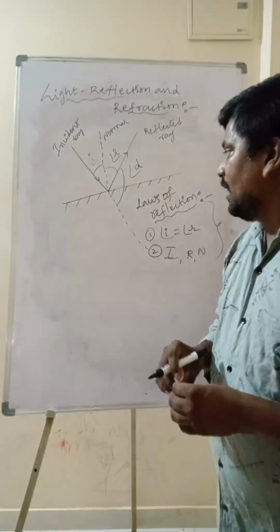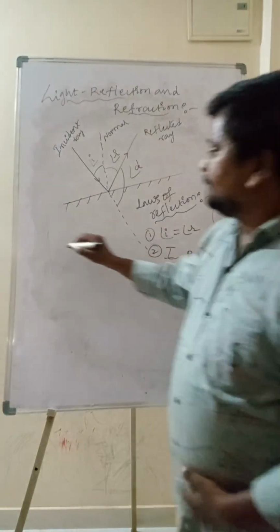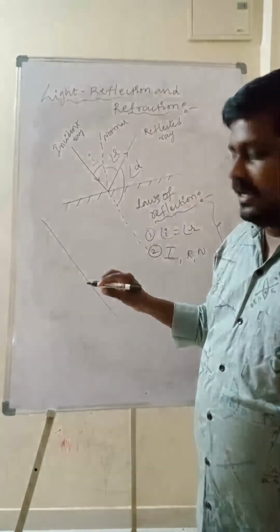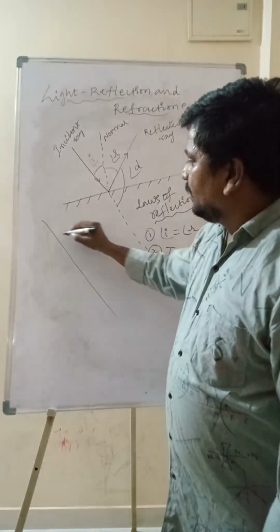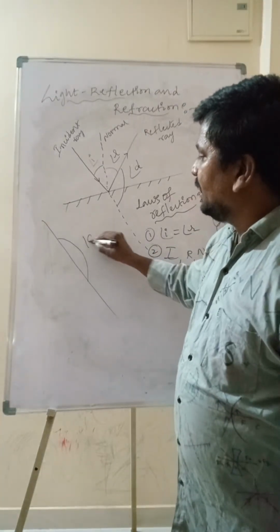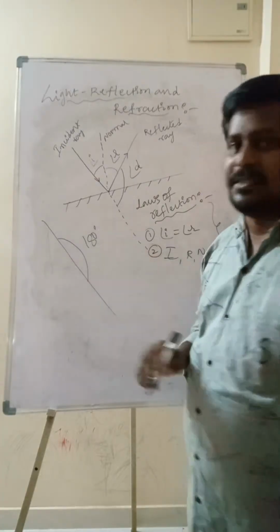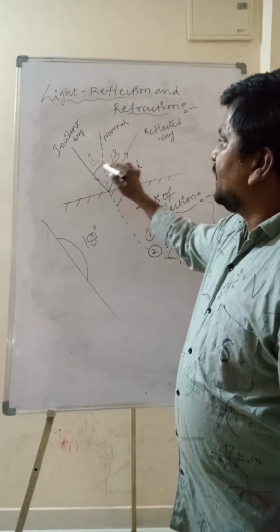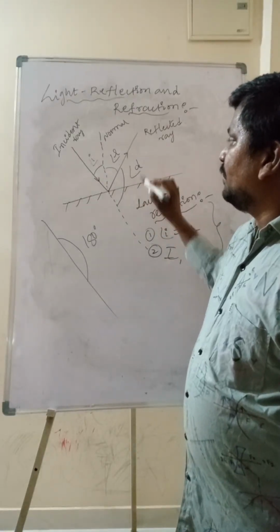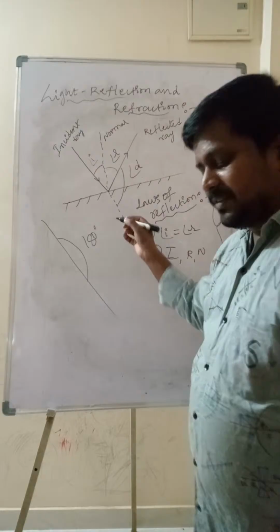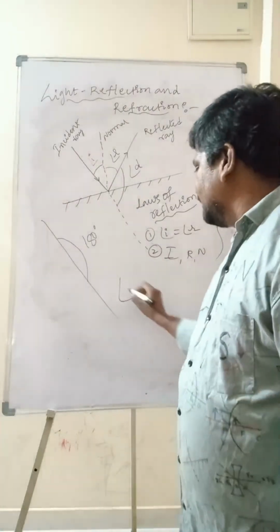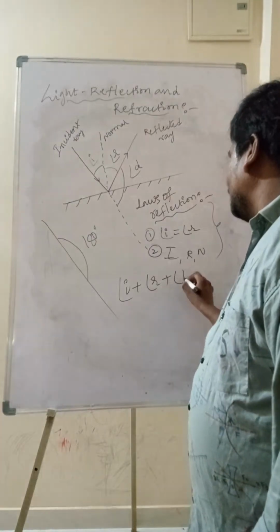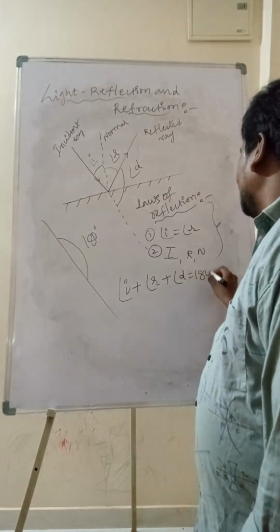Now we can consider this linear angle. How much is it? 180 degrees. This linear angle is 180 degrees. So it is made up of the angle of incidence, angle of reflection and angle of deviation. So angle of incidence plus angle of reflection plus angle of deviation equals 180 degrees.